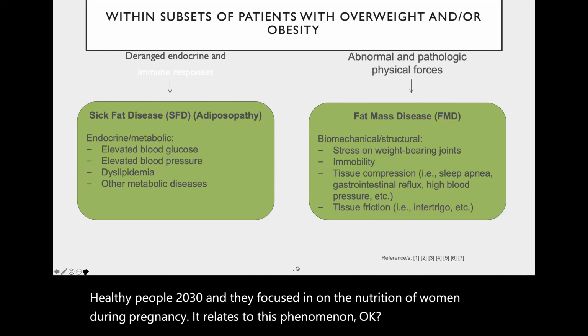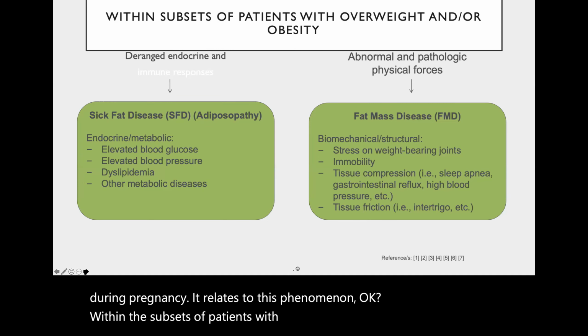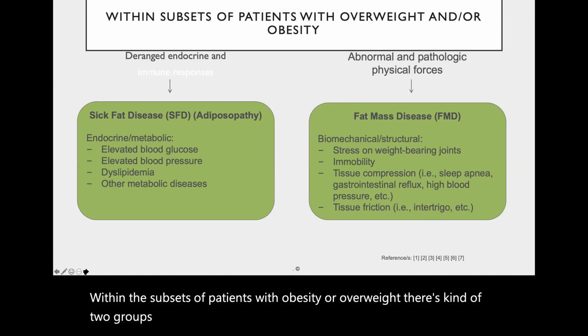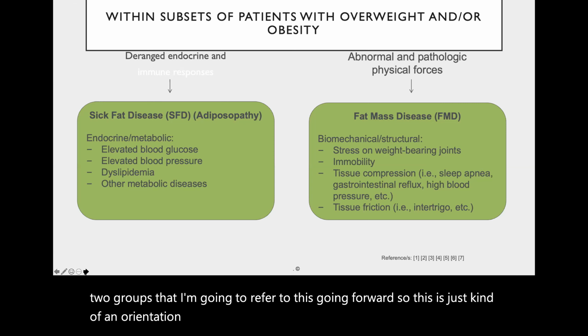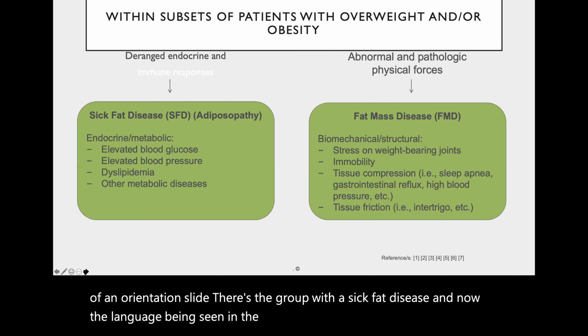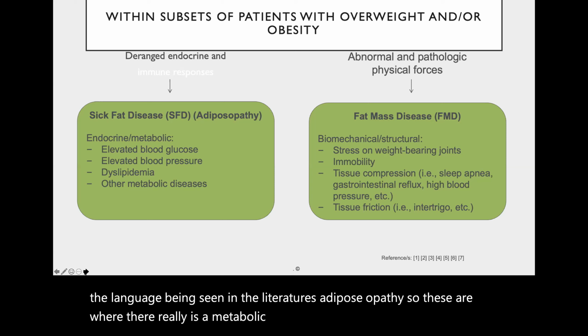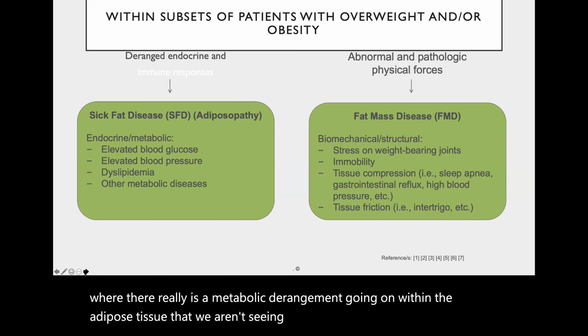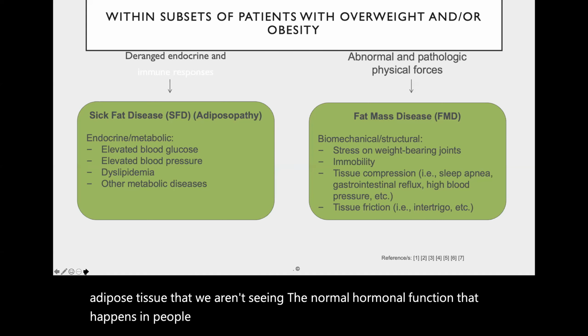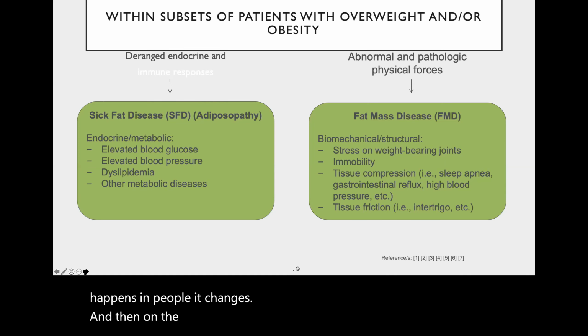Within the subsets of patients with obesity or overweight, there's kind of two groups. And I'm going to refer to this going forward. So this is just kind of an orientation slide. There's the group with a sick fat disease. And now the language being seen in the literature is adiposopathy. So these are where there really is a metabolic derangement going on within the adipose tissue, that we aren't seeing the normal hormonal function that happens in people. It changes.